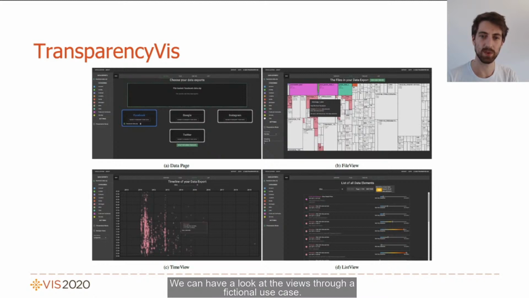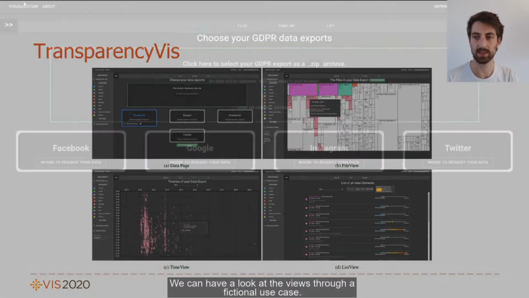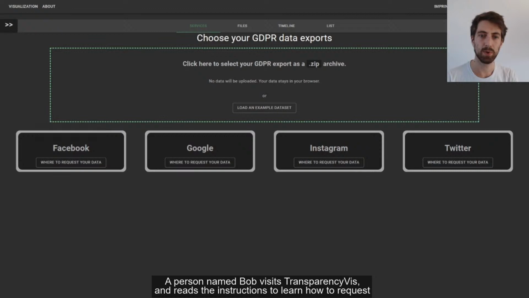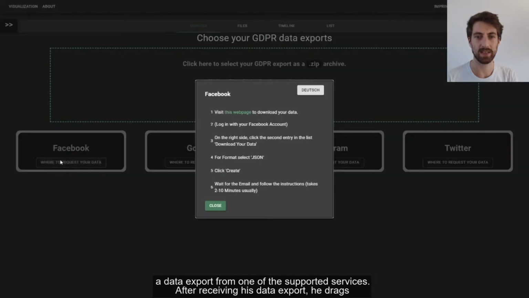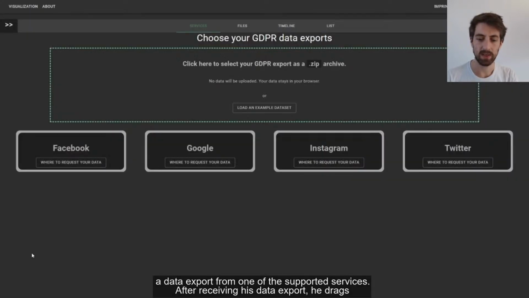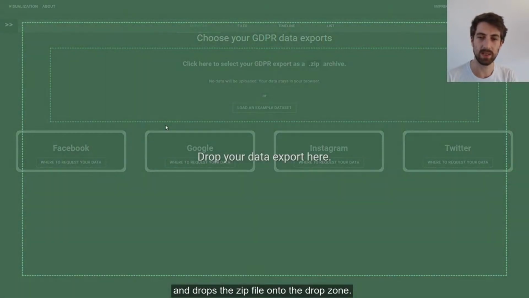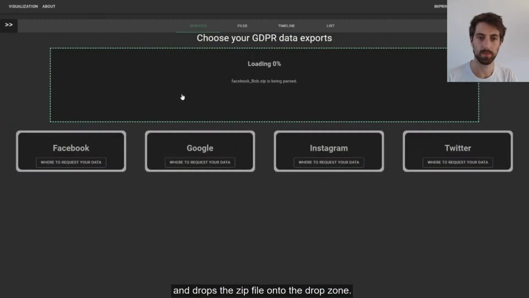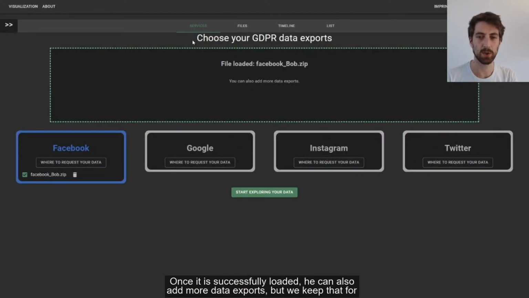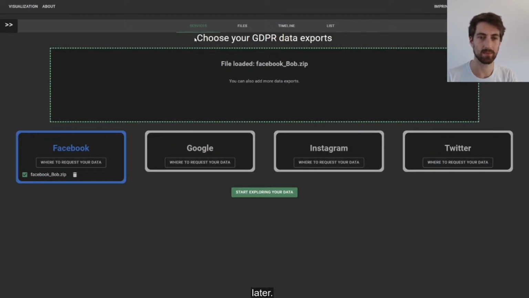We can have a look at the views through a fictional use case. A person named Bob visits Transparency VIS and reads the instructions to learn how to request a data export from one of the supported services. After receiving his data export, he drags and drops the zip file into the drop zone. Once it is successfully loaded, he can add more data exports, but we keep that for later.